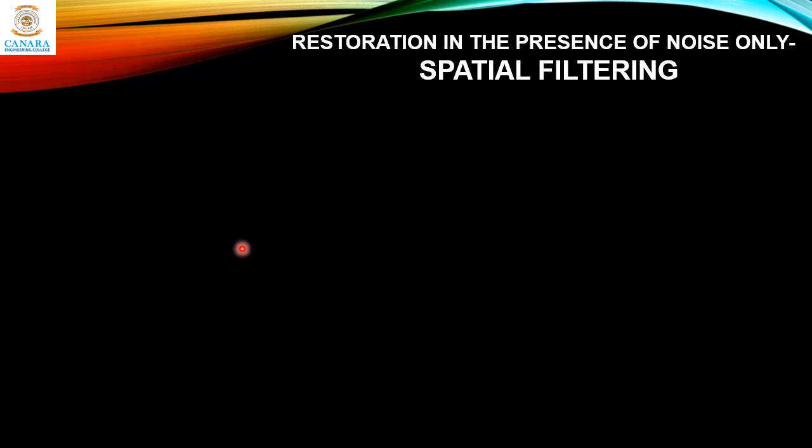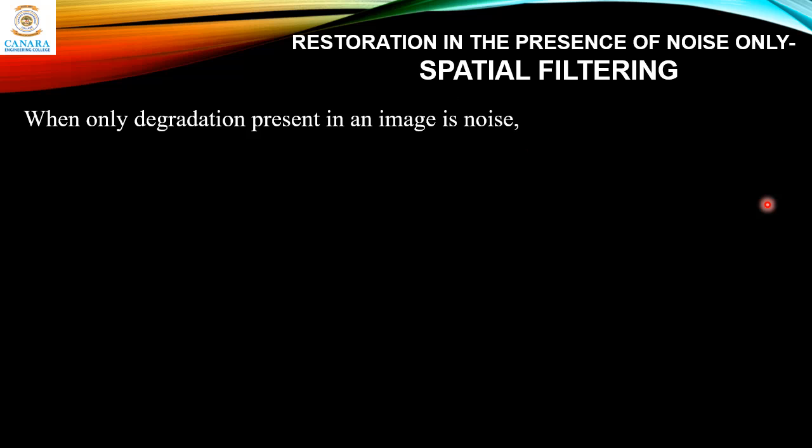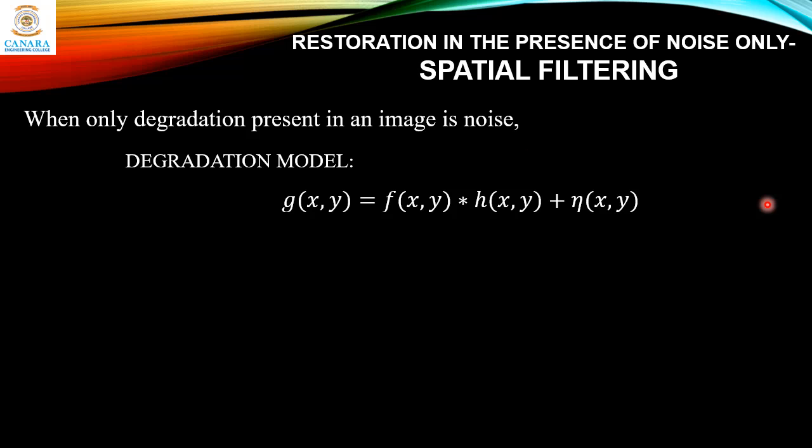Now that we have learned about various noise models and how they affect the outcome of the image, and how to identify or estimate the noise, let us learn about restoration in the presence of noise only. For that, we use the spatial filtering technique. When the only degradation present in an image is noise, the degradation model we have is g(x,y) = f(x,y) convolution h(x,y) + eta(x,y).